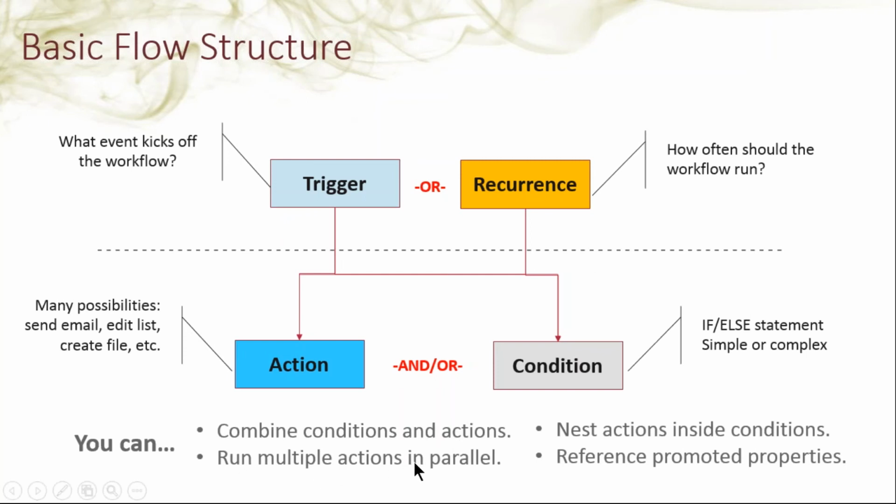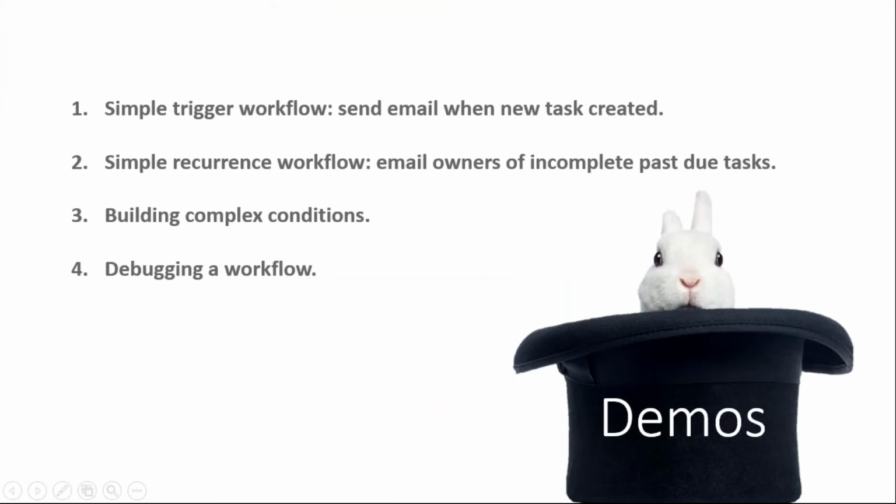You can run multiple actions in parallel, which is great, so that if one action happens to fail, the other actions don't have to depend on the success or failure of that particular one. You can nest actions inside conditions, you can nest conditions inside conditions, and you can reference various promoted properties or list columns and the values of those promoted properties and list columns from inside the workflow as well, so you can have various actions and conditions take advantage of those values.